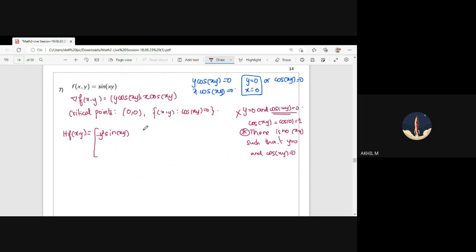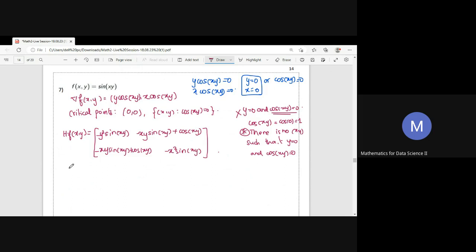With respect to x: minus xy sin xy plus cos of xy. The cos is the same here, xy also. Minus y sin xy plus cos of xy. And then here you will have minus x square sin of xy. Okay, fine. So now we have obtained up to this.